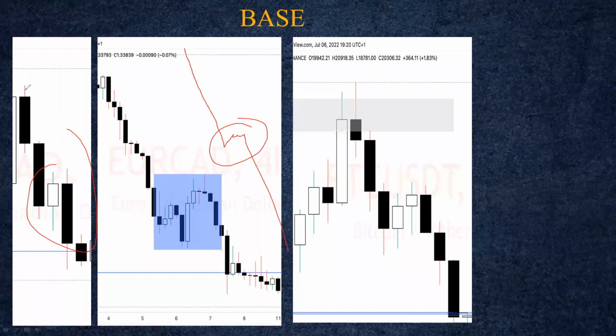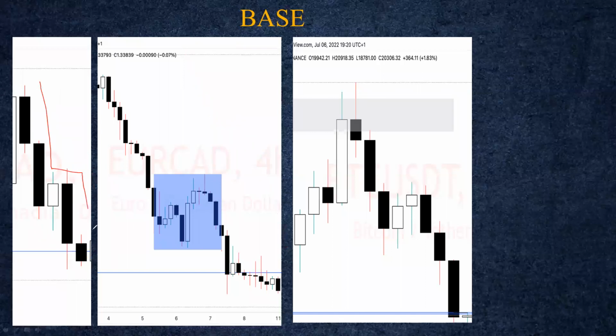Here the market was in a downtrend, so you see two strong down candles, followed by a small buy candle. This buy candle is what we term as base. And then we had a drop. So we have a drop, a pause, and a drop: drop, base, drop.